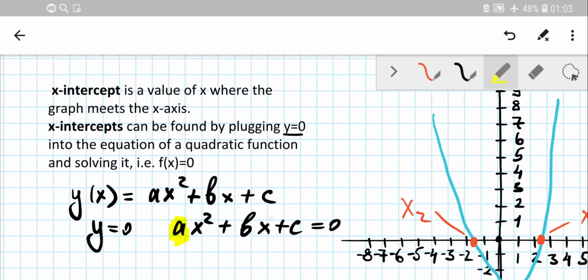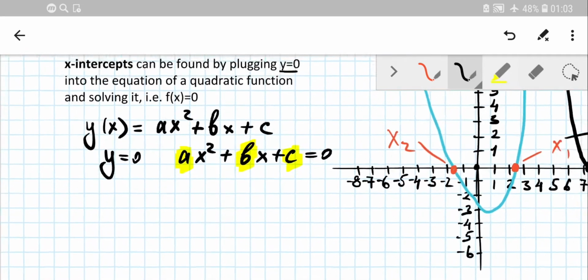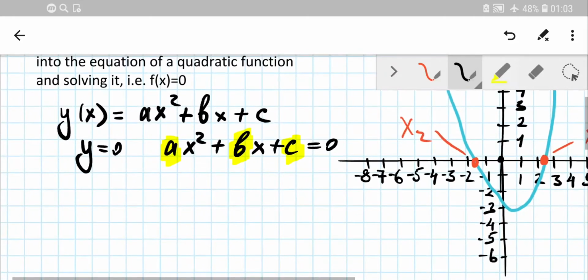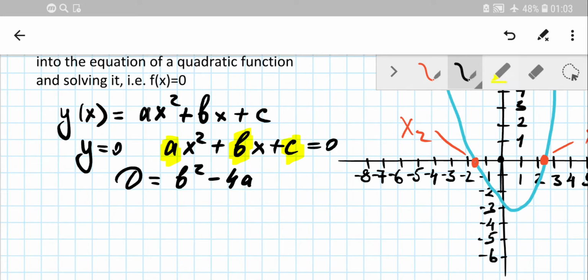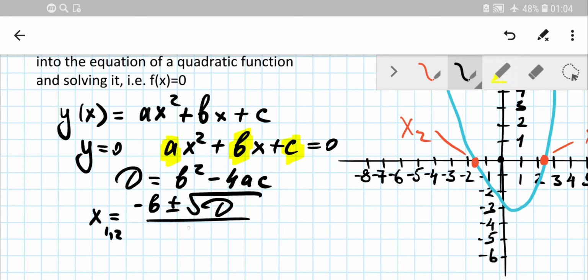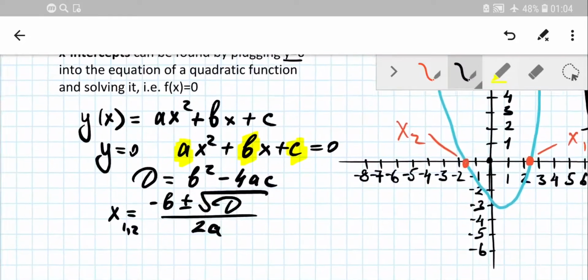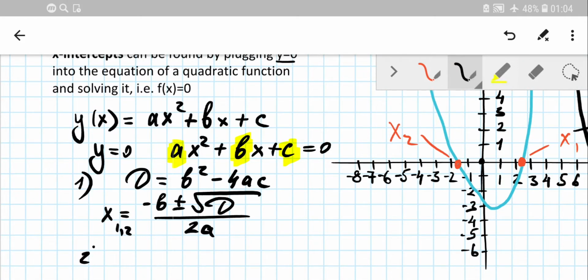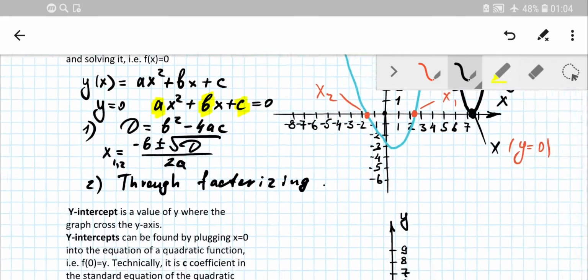I hope you remember how to solve quadratic equations. I remind you, either you need to find the discriminant, the specific expression that contains b squared minus 4ac. This is on the way to the quadratic formula, and then you just find x1 and x2 as minus b plus or minus the square root of the discriminant, over 2a. So you can do it this way, or you can factorize. The first is through the discriminant, the second is through factorizing.